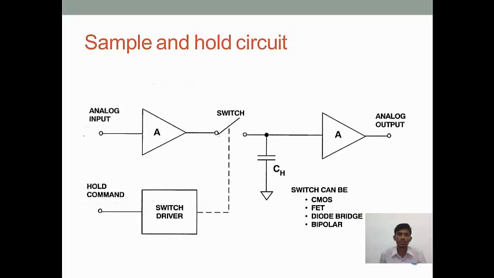This is a basic circuit diagram for the sample and hold circuitry. We can see the input amplifier, then the switch, and the output buffer. This is the storage device, which is normally a capacitor. The switch can be anything, such as CMOS, FET, diode bridge, or bipolar. Any semiconductor device we can use. For switching this switch, we are using the switch driver.